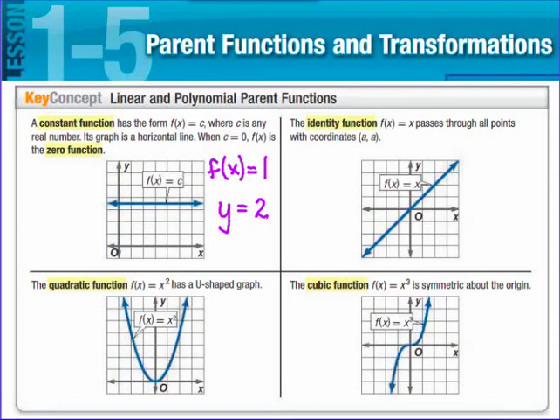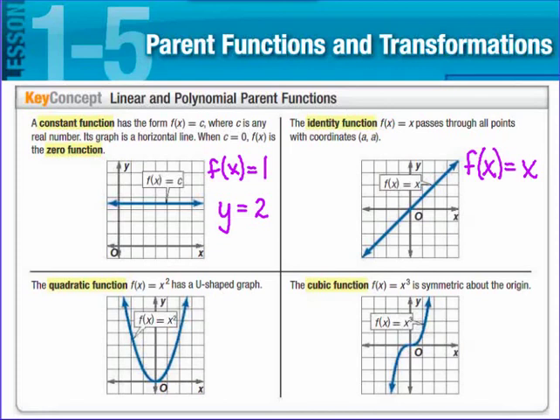Your next one is the identity function. The identity function, if you notice, is just a line. And it's the line f of x equals x. So let's review a little bit about that line. What can you tell me about the line f of x equals x? It has a positive slope. What is the slope value of that line? 1. What is the y-intercept?